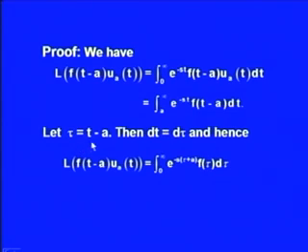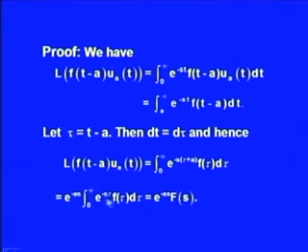Let us put tau is equal to t minus a. When we put tau equal to t minus a, the limits of integration change from a to infinity to 0 to infinity, and dt becomes equal to d tau, and hence we get L of f(t minus a) u_a(t) equal to integral over 0 to infinity e to the power minus s(tau plus a) into f(tau) d tau, which can be written as e to the power minus a s integral over 0 to infinity e to the power minus s tau into f(tau) d tau.